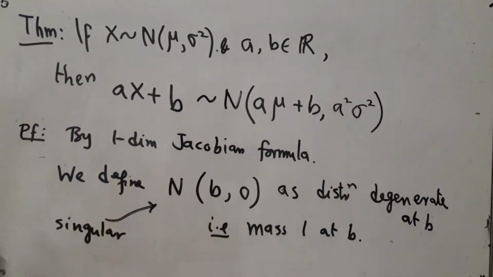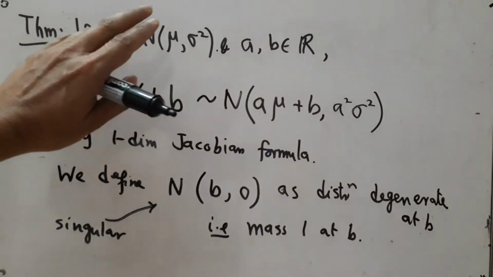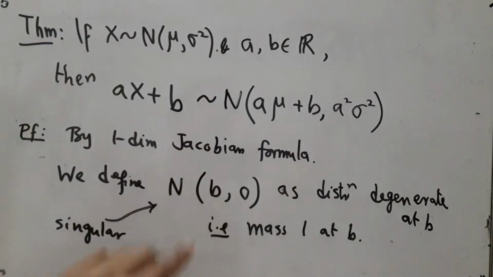So in this generalized sense, a normal distribution may have a density when sigma is strictly positive. It may not have a density, and that is called a singular normal distribution, where in this case it has a PMF and the mass is 1 at this value.